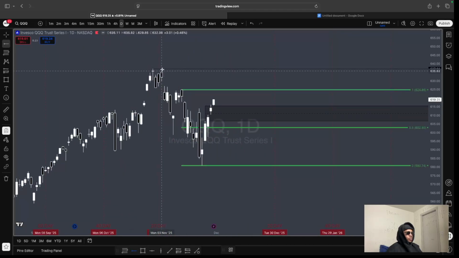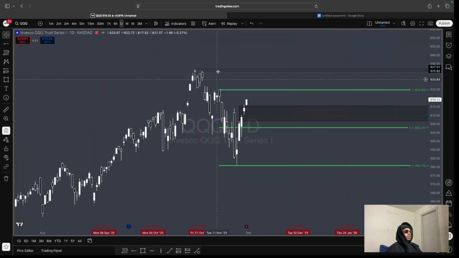We got these relative equal highs. So I definitely want to see this get touched. But if you just be like, oh man, I'm cool after I get this 624.86, 624.86 get hit, I'm cool. But I want to see it go back to all-time highs. I'm definitely bullish.